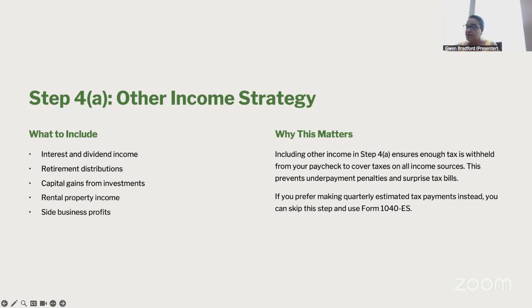Now, the deductions are going to be taken into consideration to reduce your taxable liability. Any, I'm sorry, let me back up. Step 4A, other income, like I said, interest or retirement or capital gains, that amount will be put in line 4A.